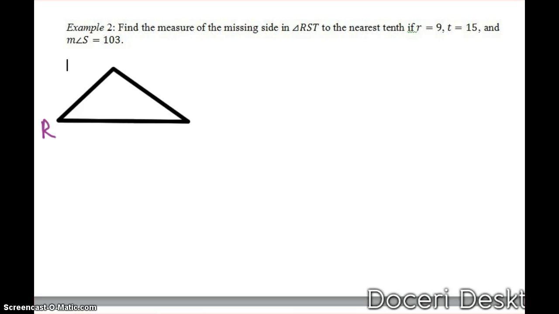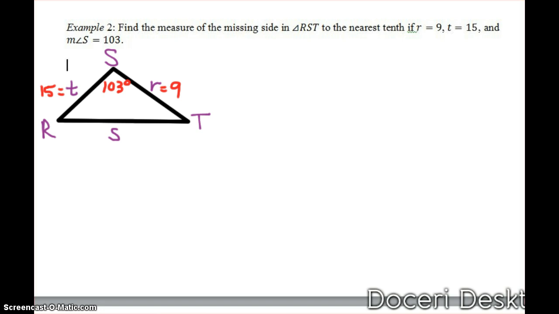So this is going to be R, S, and T. You're going to go around clockwise to fill in the RST, and then you want to know where your corresponding sides are. So your side is opposite your angle. That's side R then. This would have to be side S, lowercase s, and this would have to be side T, and then we want to fill in those values. So it says R is 9 and T is 15 and we know that angle S is 103 degrees.